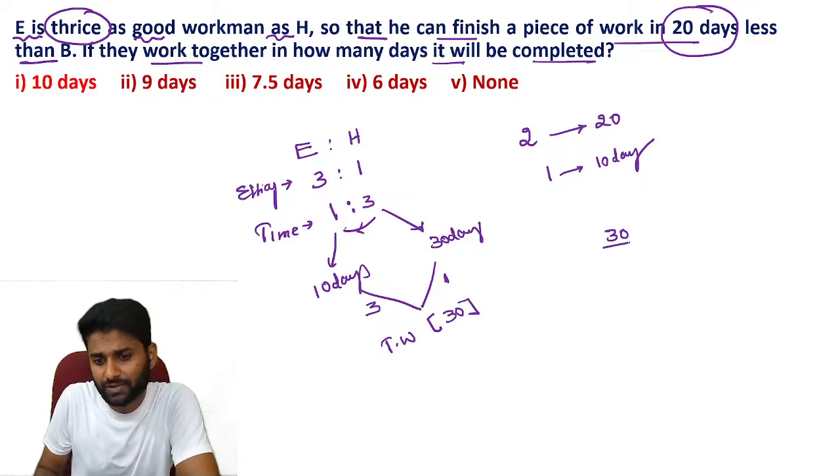For 30 units, how much time does it take? If both work together, they will complete 4 units per day. For 30 units, it takes exactly 7.5 days.